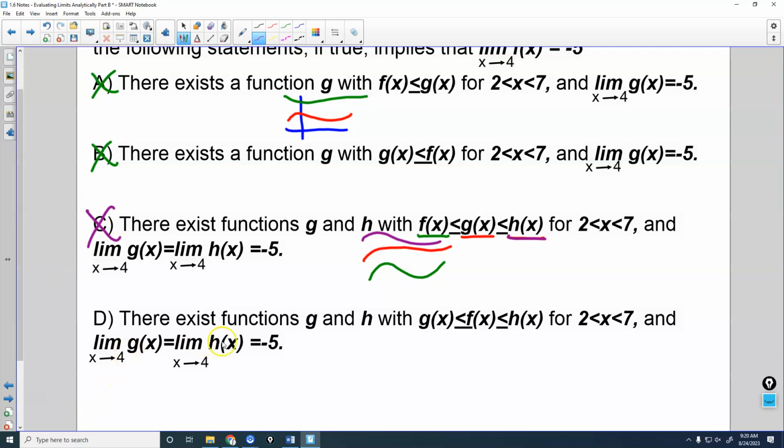D is going to be our answer because here f is in between. We know f is always between g and h. So g is on top, h is on bottom, and f is between those. If we know g and h have the same limit, then f would also have to have that same limit. So D would be our answer for that one.